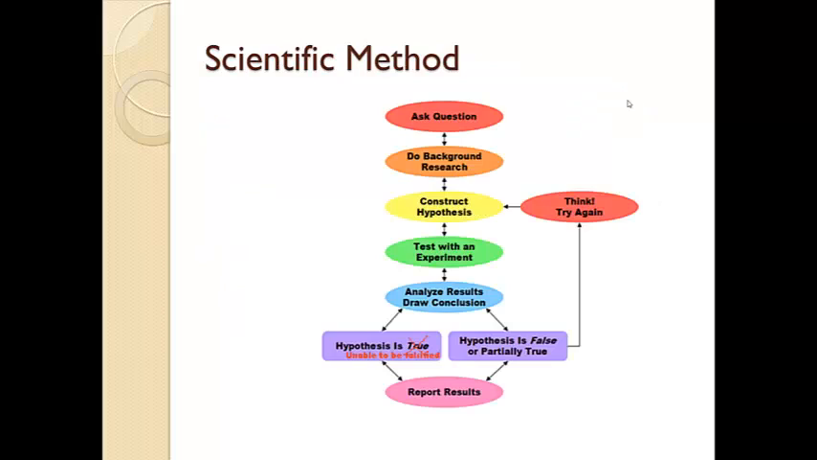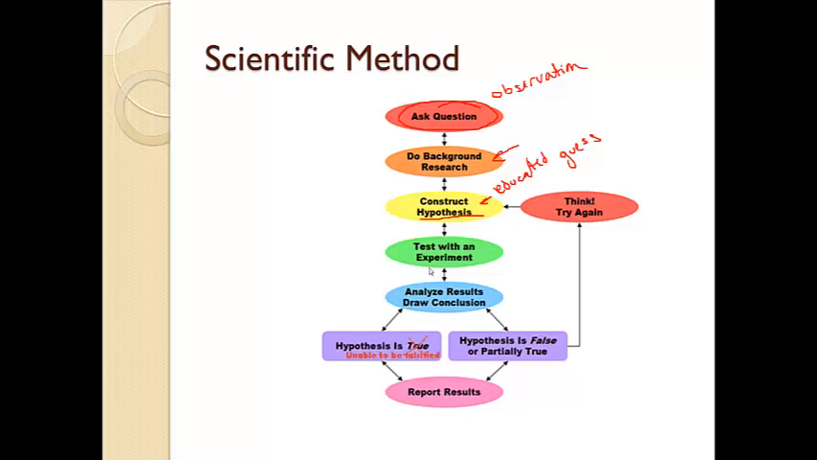So let's take a look at the scientific method. The very first thing you're going to do is ask a reasonable question, and that's usually done by observation. From there, you want to do lots of background research. Otherwise, you wouldn't be able to come up with a hypothesis as to why you think something happens. A hypothesis is an educated guess as to why things occur.